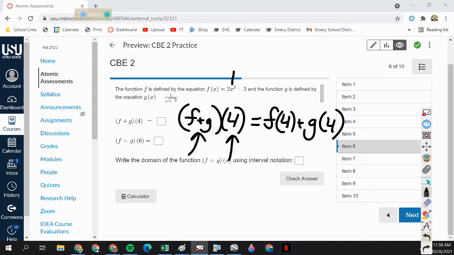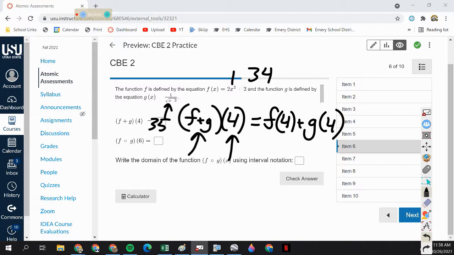So if we stick a 4 in there, 16 times 2 is 32. 32 plus 2 is 34. Stick a 4 in there. 4 minus 3 is 1. Square root of 1 is 1. 1 divided by 1 is 1. 1 plus 34 would be 35.